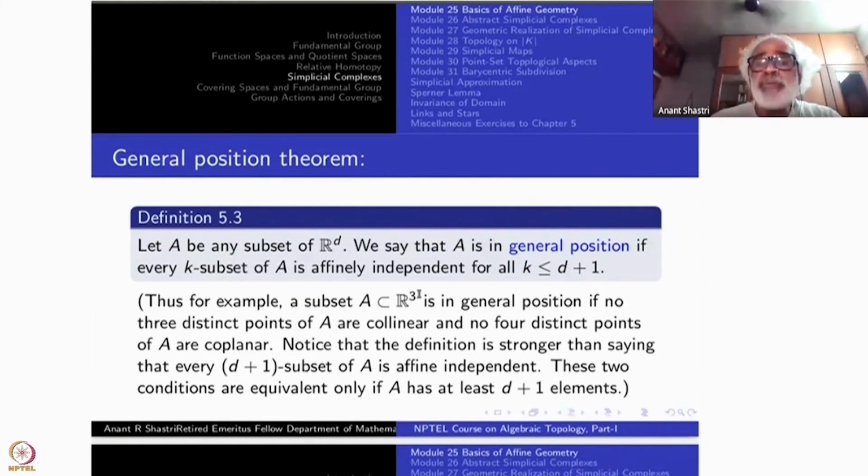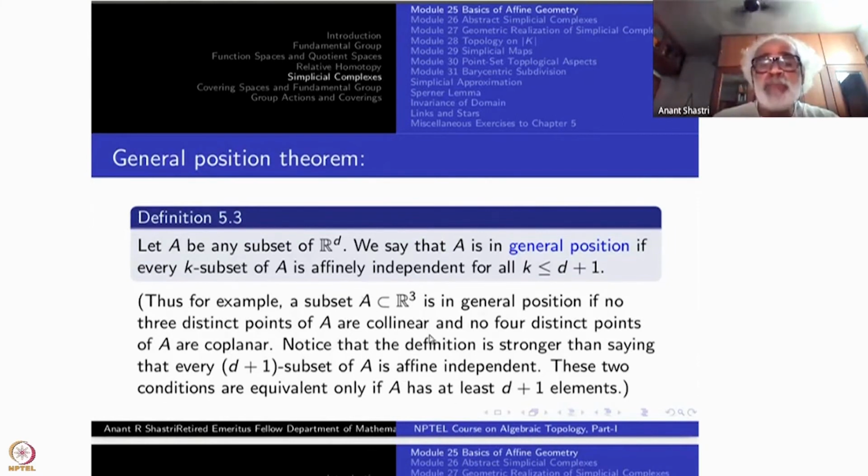If it's R4, you have to have one more. If Rn, you have to go all the way up to n plus 1. Every n plus 1 points should be affinely independent. Notice that this definition is stronger than saying every D plus 1 subset of A is affinely independent.